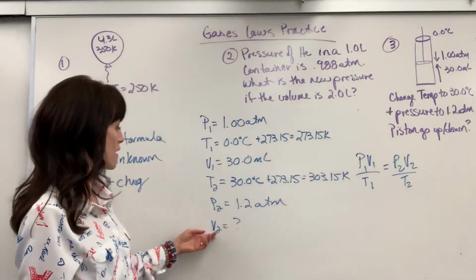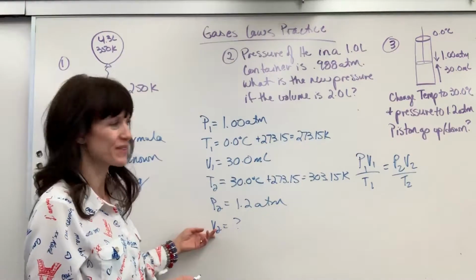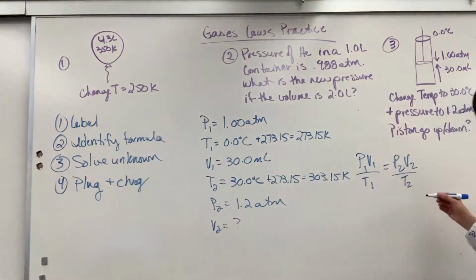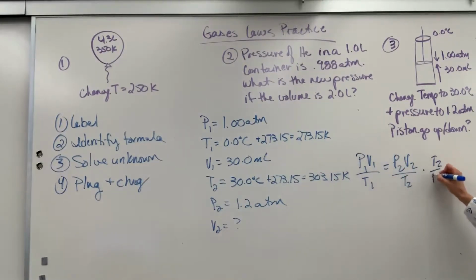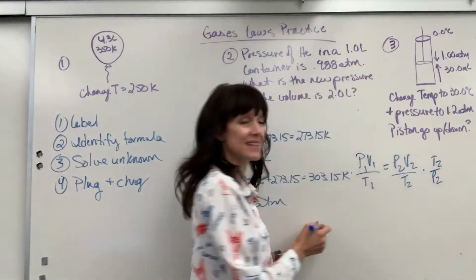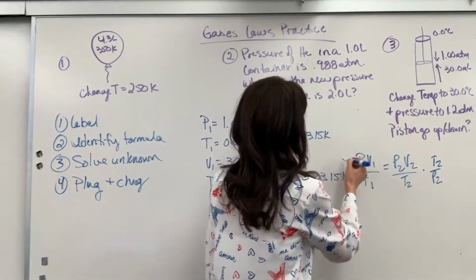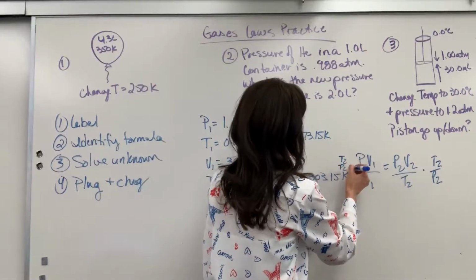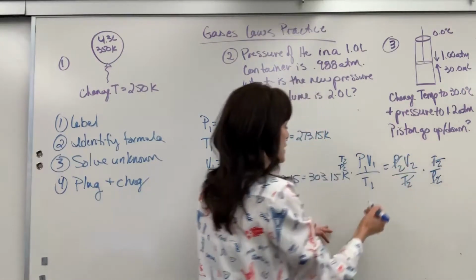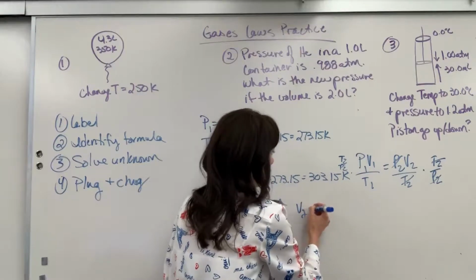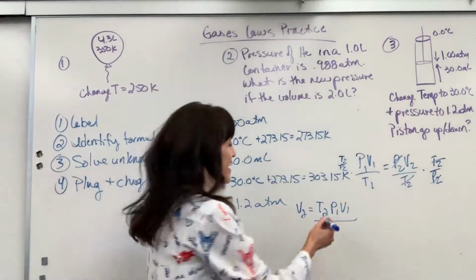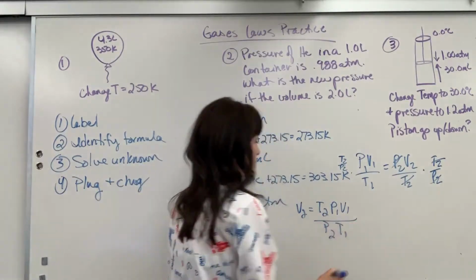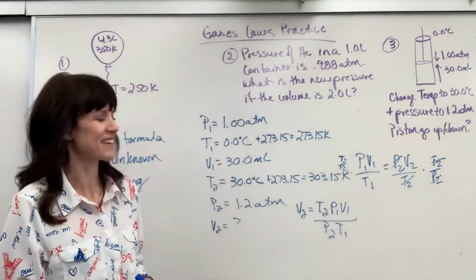Okay, let's go ahead and solve for our unknown. We're going to solve for the V2. I'm going to multiply both sides by the reciprocal of T2 over P2. Notice how those will cancel. So over here, let's do the same thing. We're going to have the T2 divided by P2. So the T2, P2 cancel, and we're going to have V2 equals T2 P1 V1 divided by P2 T1. Okay, that's a pretty good size little formula there.